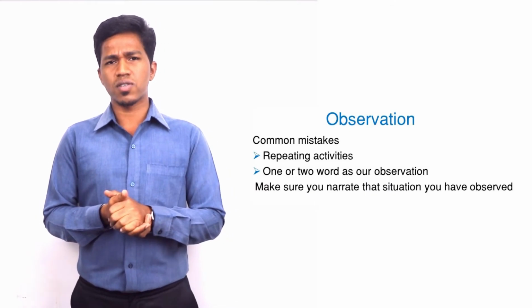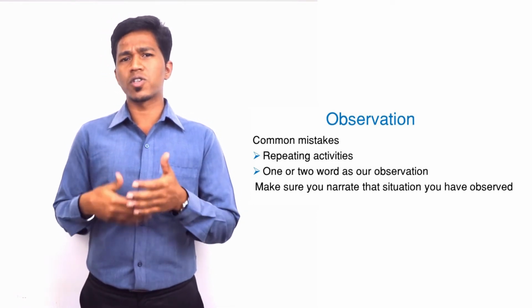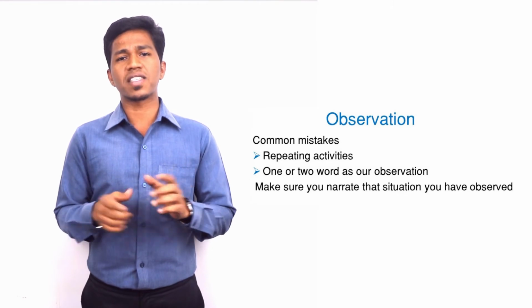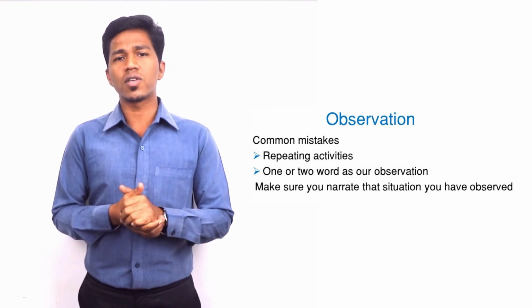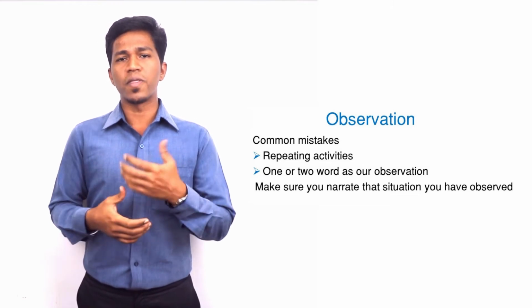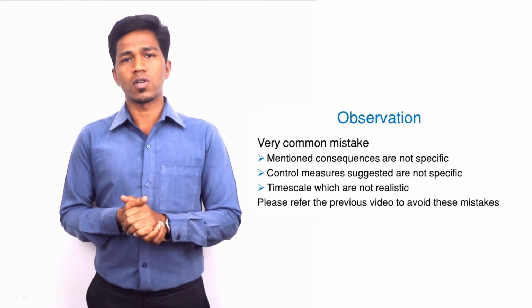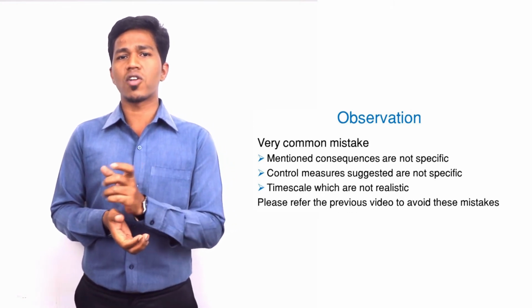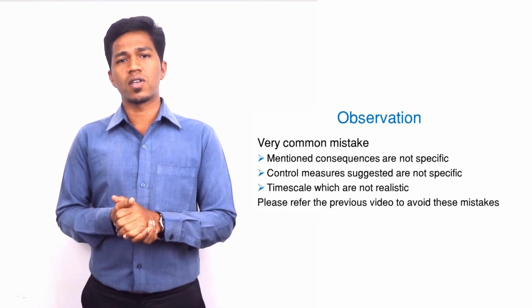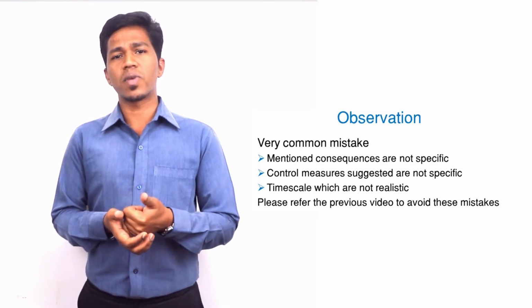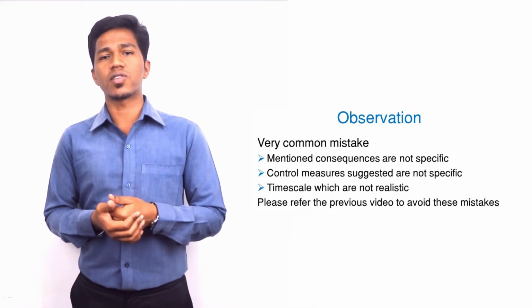Start with your observation. Very common mistakes when you prepare the observation part: we tend to repeat activities. Do not repeat activities. We tend to give one or two words as an observation. Do not give a one or two word explanation; narrate the situation. Another mistake you're not supposed to make is giving consequences which are not specific, or control measures which are not specific. Do not give any general control measures. Do not give any time scale which is not realistic.